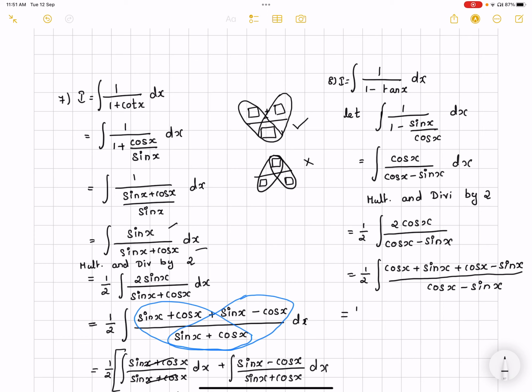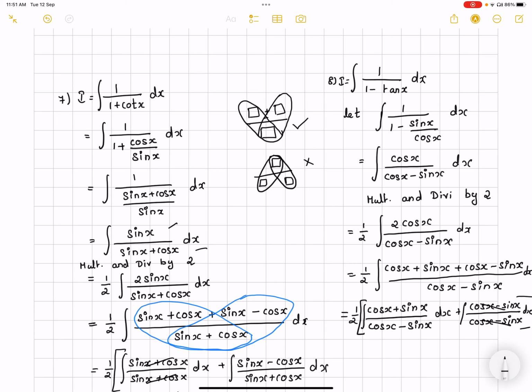Now if you observe, I have 1 by 2 and I have dx. So I would be having cos x plus sin x divided by cos x minus sin x dx plus cos x minus sin x divided by cos x minus sin x dx.